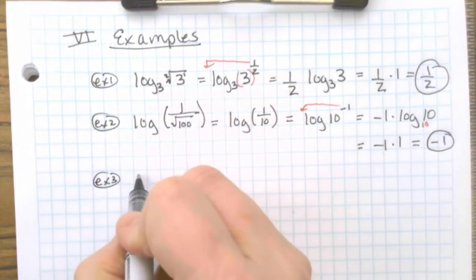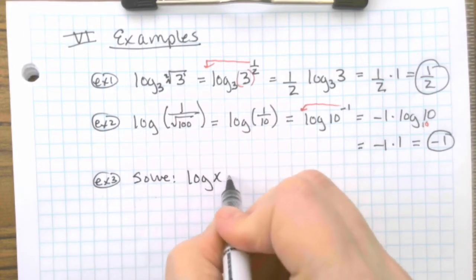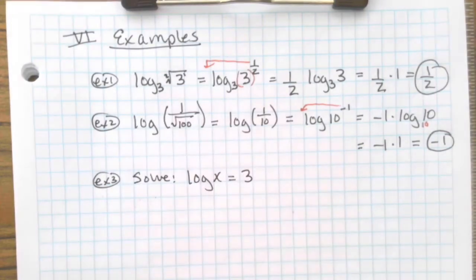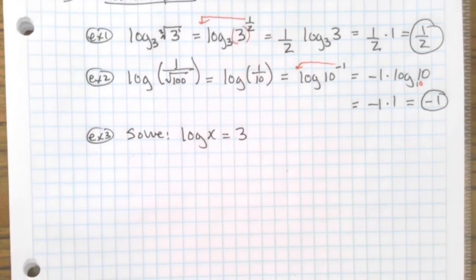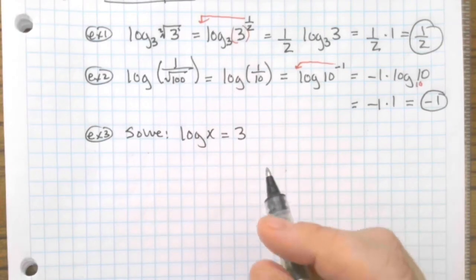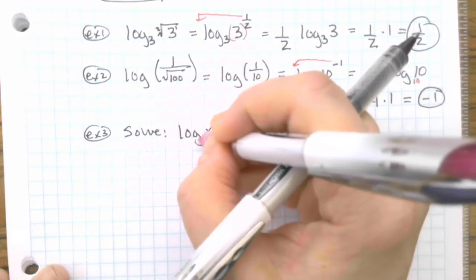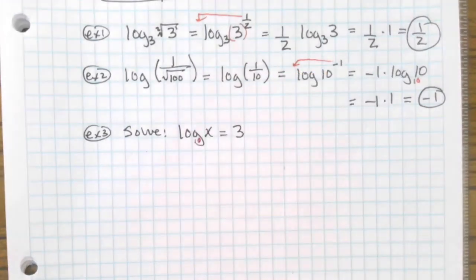All right, example 3, solve. Log x equals 3. So to solve this, you need to get the x out of the argument. So this is an automatic base 10. So I'm going to put this into exponent form. And I'm going to put the 10 in here just to remind you, it really is a base 10. It just doesn't have to be written. In the beginning, you might want to write it.